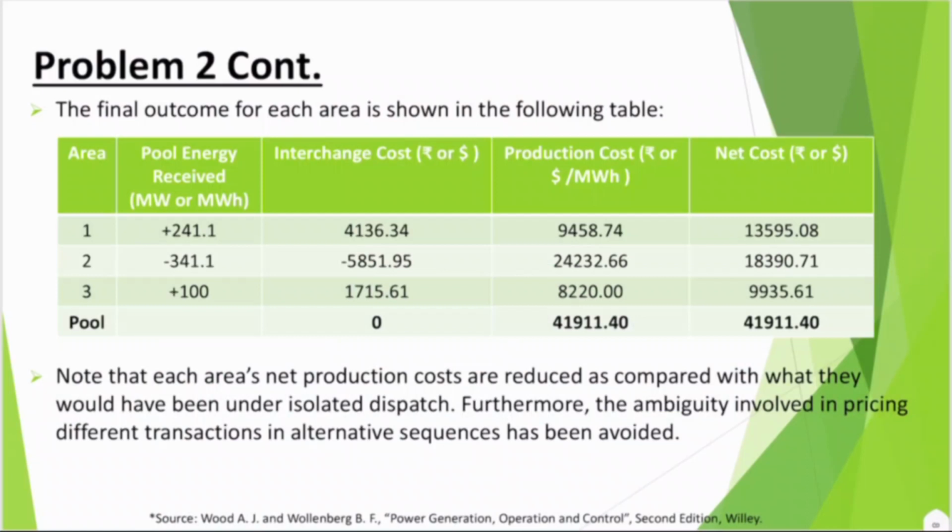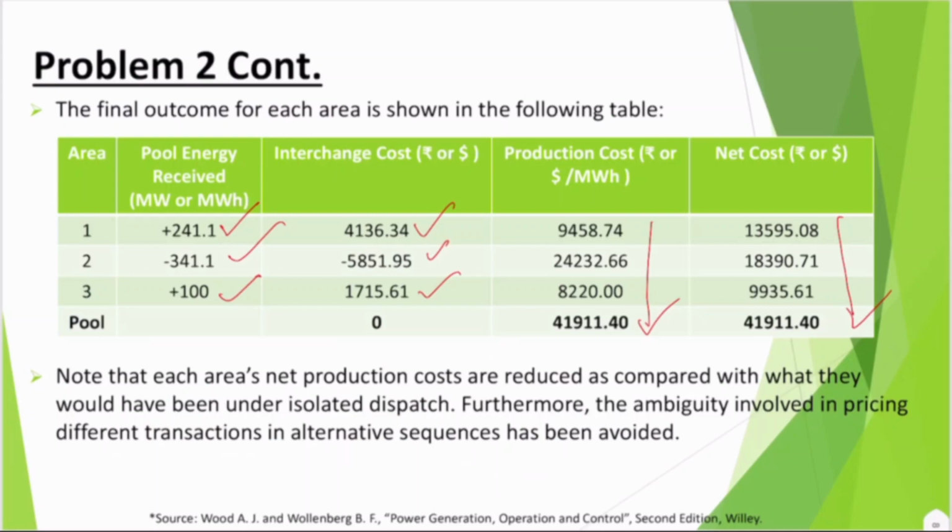Now the final outcome of each area, if you see, the first one reduced by 241, the third one is reduced by 100. So reduce means we say positive, increase means we say negative. So the first area reduced by 241, the third area reduced by 100, the second area increased by 341. If you calculate in similar fashion the cost for each one of them, you will get this cost, this cost, this cost. So negative if it is increased, positive if it is reduced. And then you can calculate the production cost, and finally you get this cost. And the net cost will now be 41911, which is slightly lower compared to the previous cost.